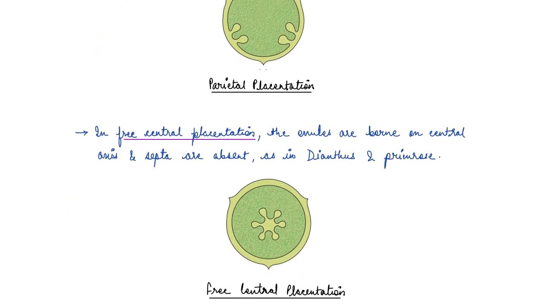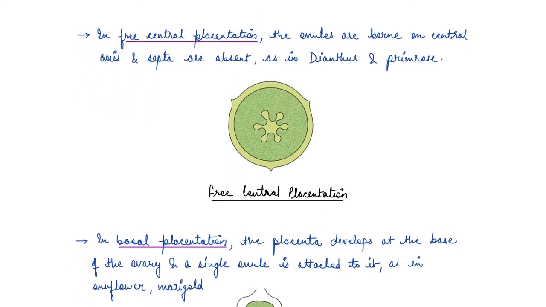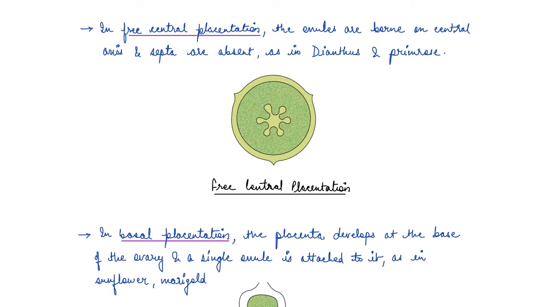Now the next one is free central placentation. Here the ovules are borne on the central axis. You can see that the ovules are borne on the central axis, and there's no septa, there's no division. Septa are absent. This happens in dianthus and primrose. So the placentation can be free central as well.